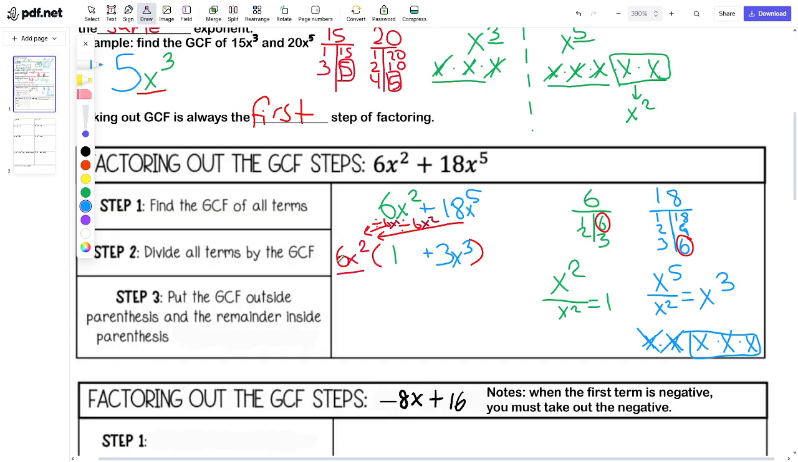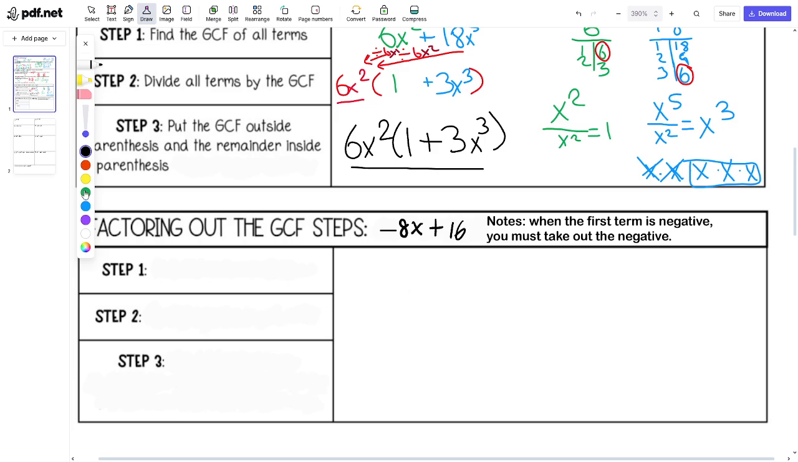Our final answer is 6x squared. I'll write it a little clearer, just like in black. We're going to have 6x squared times 1 plus 3x cubed. And that's our final answer. You take what's largest between them, you just divide it out of both. So we're going to go to example 2 now.